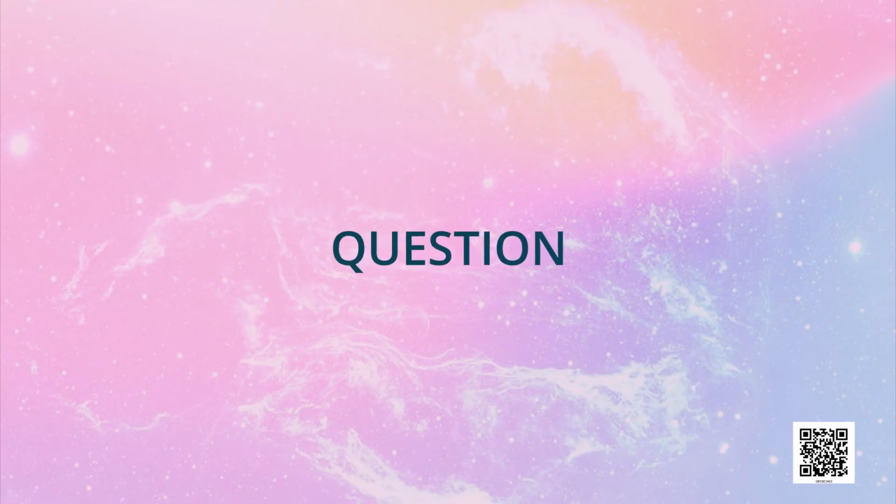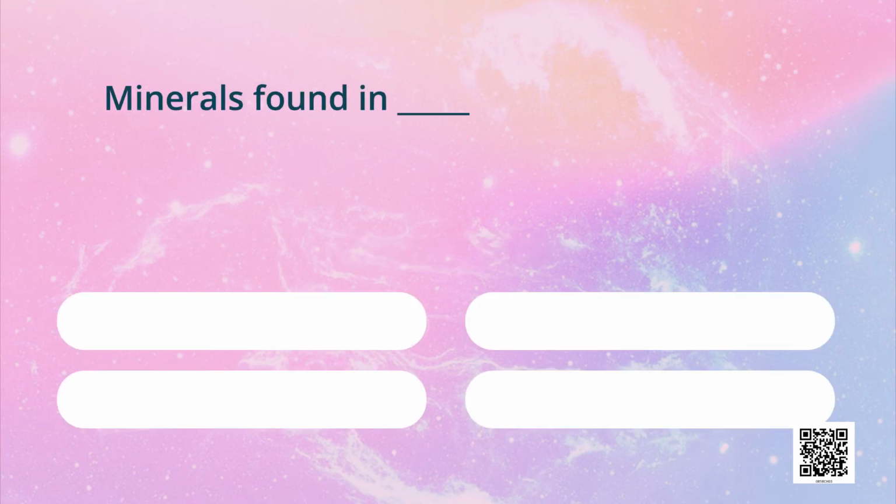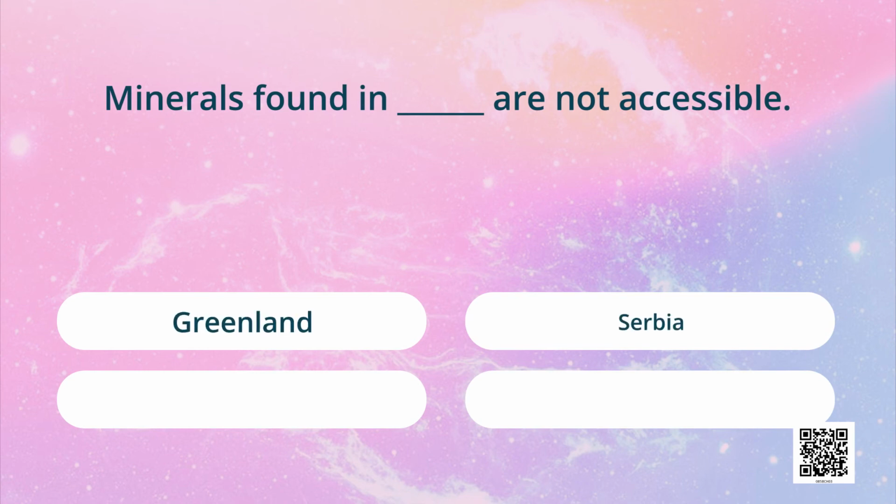I hope today's session was fruitful for you. Let's try to analyze how much we have learnt out of it. On your screens, you can see a question followed by 4 options. You need to pick the correct option. Minerals found in dash are not accessible: Greenland, Serbia, Antarctica, or Japan.